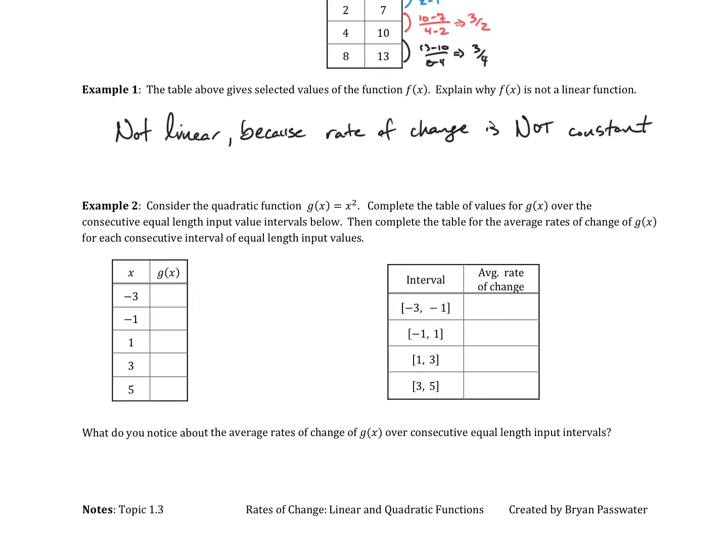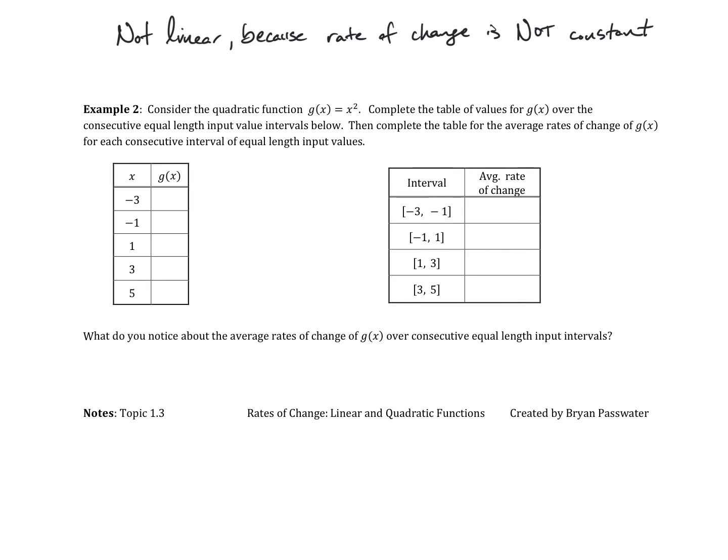All right, let's look at example 2 now. So we have a quadratic function. I am literally telling you that it's a quadratic function. And so I have the basic quadratic, the basic parent function g of x is equal to x squared. And so we're going to complete the table of values and then talk about the average rates of change.